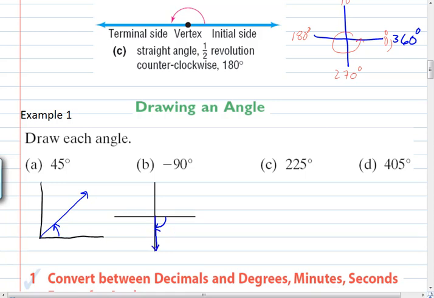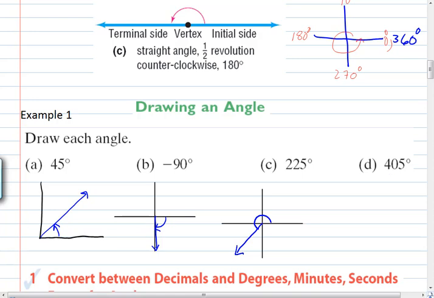And then 225 degrees. If we draw an angle that measures 225 degrees, we know it's going to be more than 180, right? And 180 plus 45 happens to be 225 degrees.